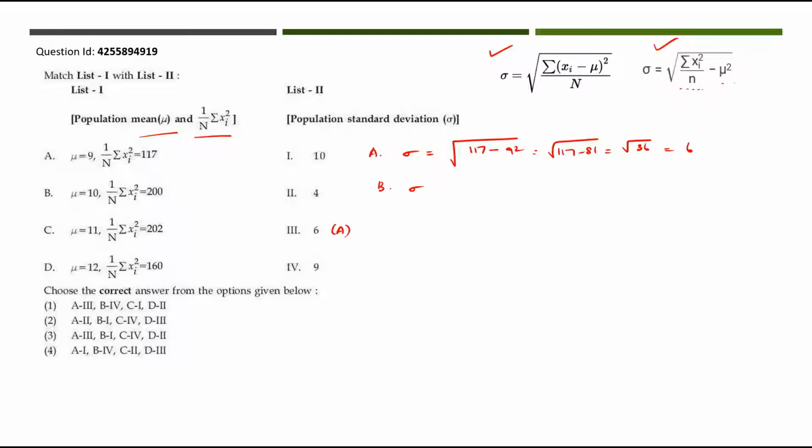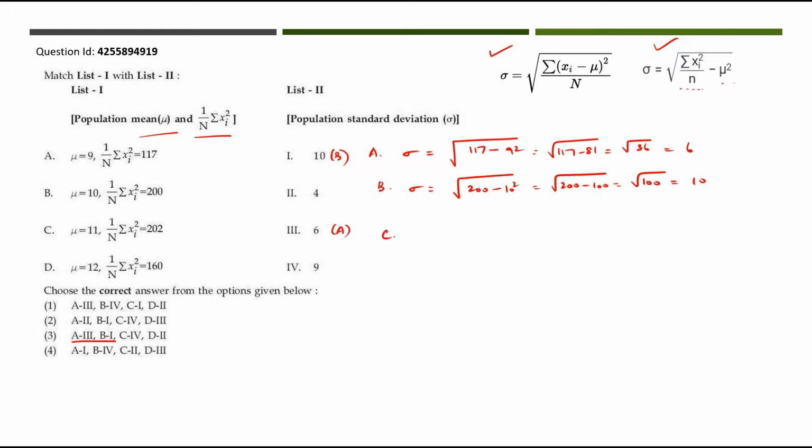What about B? We have square root of summation xi square by n value is 200 and mean value is 10. So this is 10 square. 200 minus 10 square is 100. 200 minus 100 is 100. Square root of 100 is 10. B is mapping to 1. A3, B1 is available only in one option here.